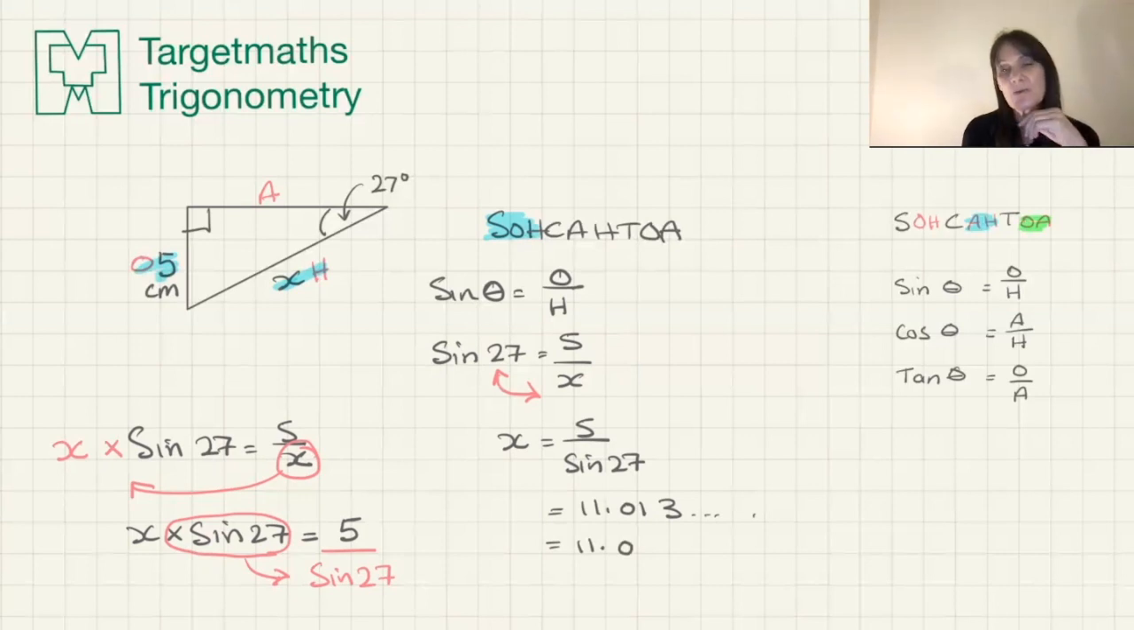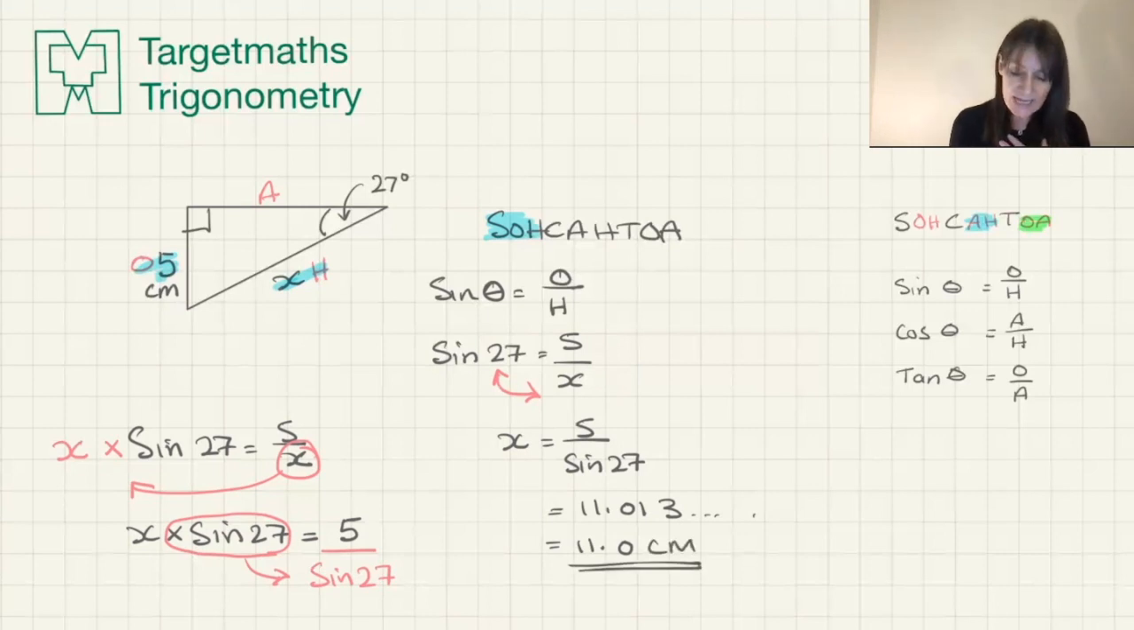And lots of people don't want to show that 0 because it's got no value. So you might as well just write 11. I don't disagree. However, if the question says round to one decimal place, it doesn't matter whether there's a digit with value or without. You have to put something there. So in this case, it would be 11.0 centimeters as the answer.